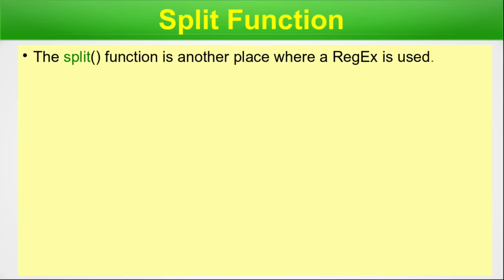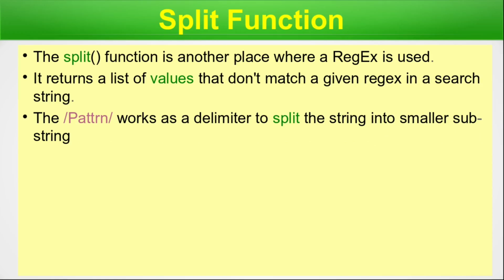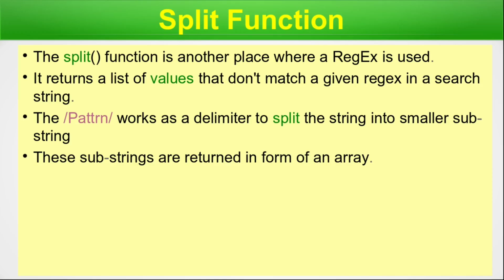Now let's talk about the split function in Perl. Now we are discussing regular expressions here. Why suddenly do we go for a function, the split function? It's necessary because in the split function we also use the regular expression. So let's touch base on it here. The split function is another place where the regular expression is used. It returns a list of values that don't match a given regex in a search string. So the pattern works here as a delimiter to split the string into smaller substrings. The substrings are returned in the form of an array. Now my $line is equal to, within quotes, Linux, then colon DOS, then double colon Windows, then colon single colon, then BOS.